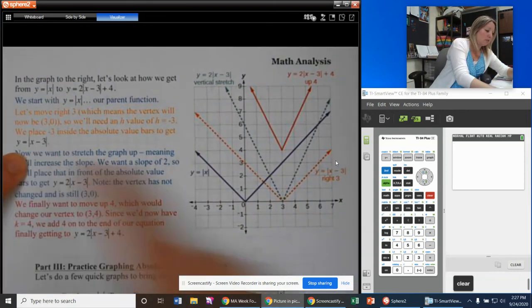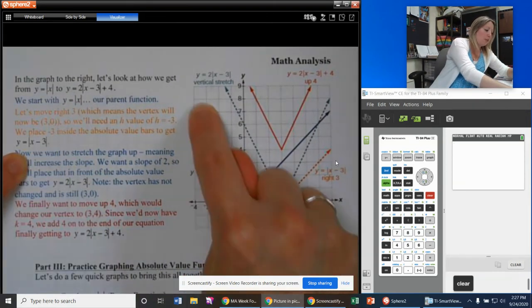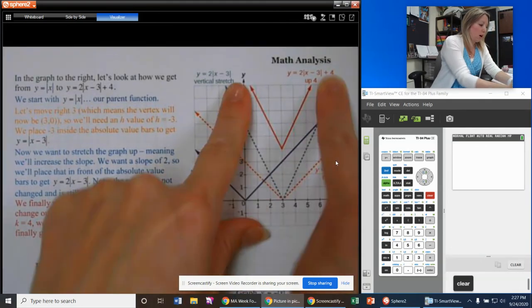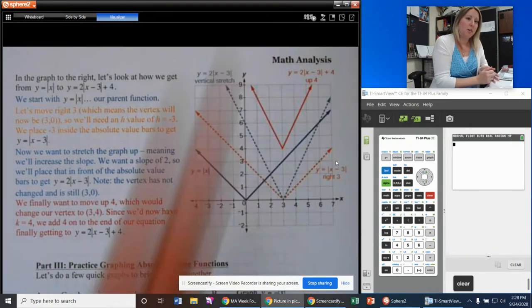So 3, 0 is now my vertex. Notice my slope stayed the same. Okay, next thing I'm going to do is stretch it up like that. Make it narrower.